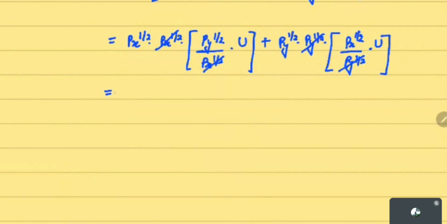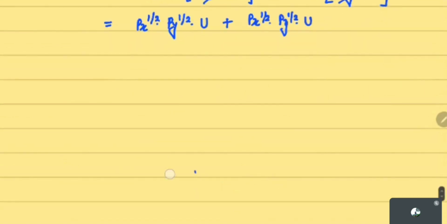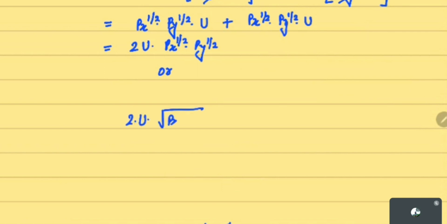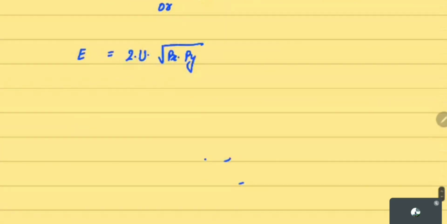And we will be left with price of x half into price of y half into utility, plus price of x half into price of y half into utility. Okay, तो इसे हम लोग इस तरीके से लिख सकते हैं. We have two expressions for it, so we can write it as 2u, utility, price of x half, price of y half. Okay, और हम इसको इस तरीके से भी लिख सकते हैं, 2 utility in under root terms price of x into price of y. So this is the final expression for our expenditure function.